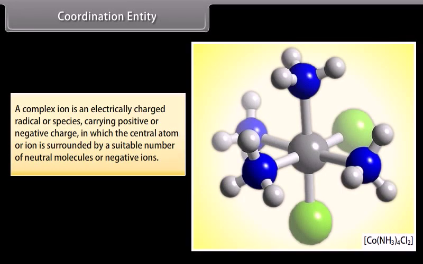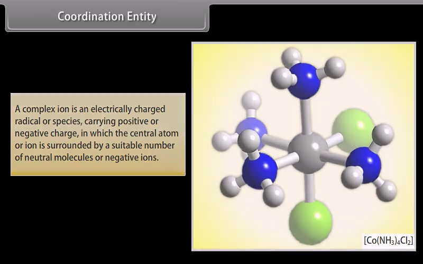Coordination entity. A complex ion is an electrically charged radical or species carrying positive or negative charge in which the central atom or ion is surrounded by a suitable number of neutral molecules or negative ions. For example, [Co(NH3)6]Cl2.